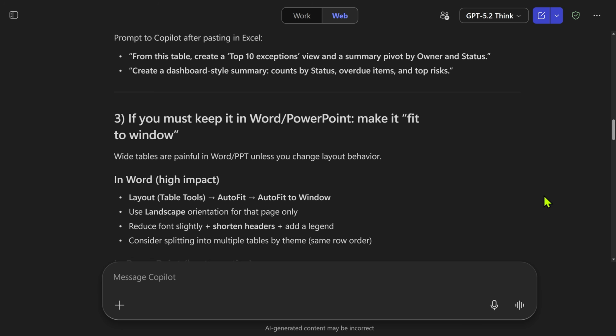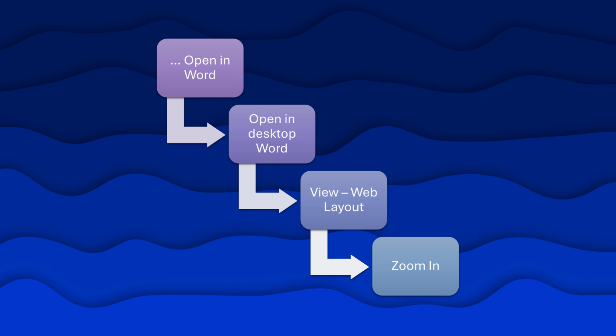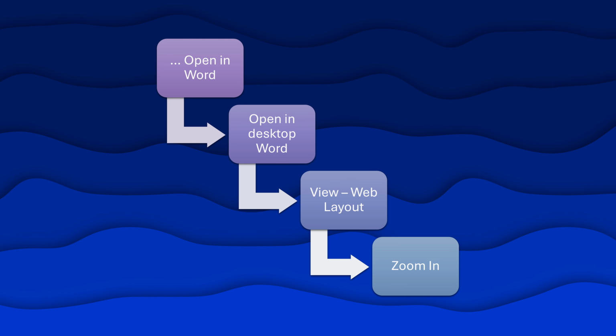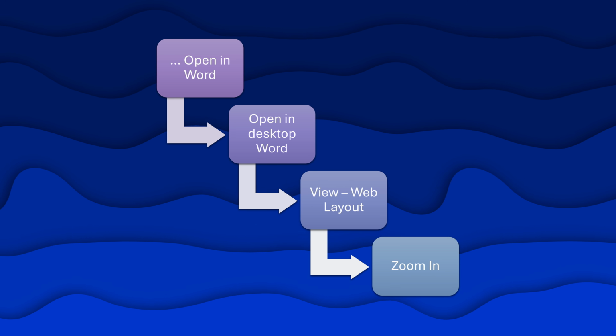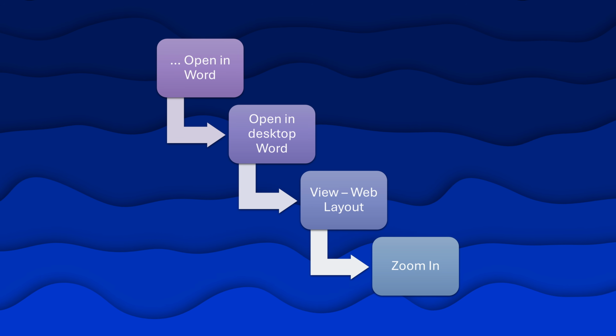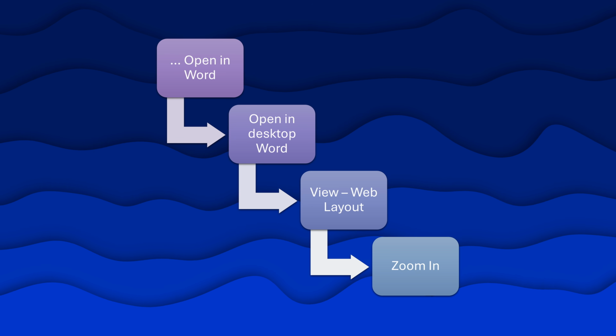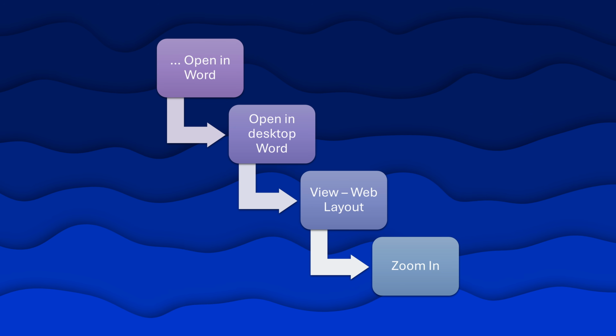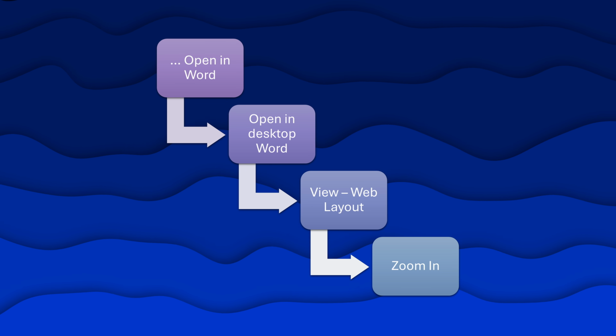desired AI transformation. To summarize, when you encounter a large table in Copilot output, go all the way down to the Copilot output, three dots, Open in Word, it'll open in the browser, let it open, then open the file on desktop, go to the View tab and change the view to Web View, and then adjust the zoom as per your convenience.